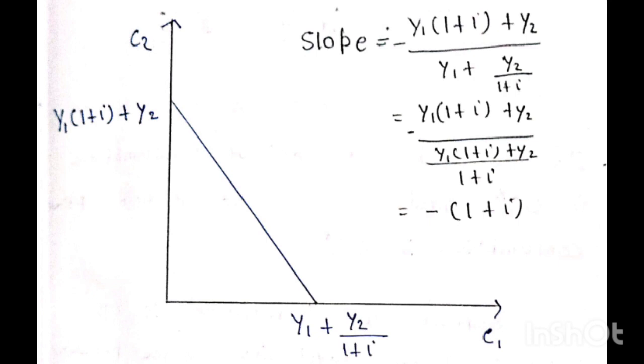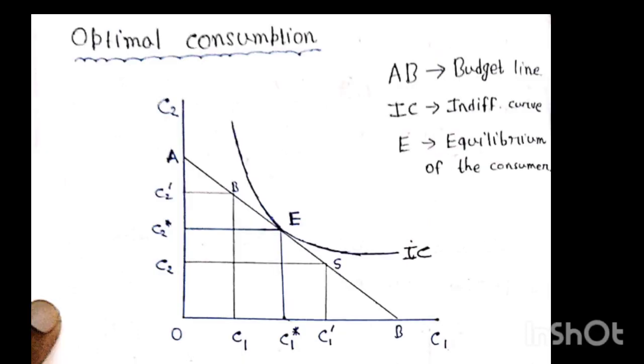So here the slope is del y by del x. We are plotting the point on the y axis and the point on the x axis and dividing to get the slope. Here the slope is equal to minus (1 plus i). Now here we have to find out the optimal consumption.